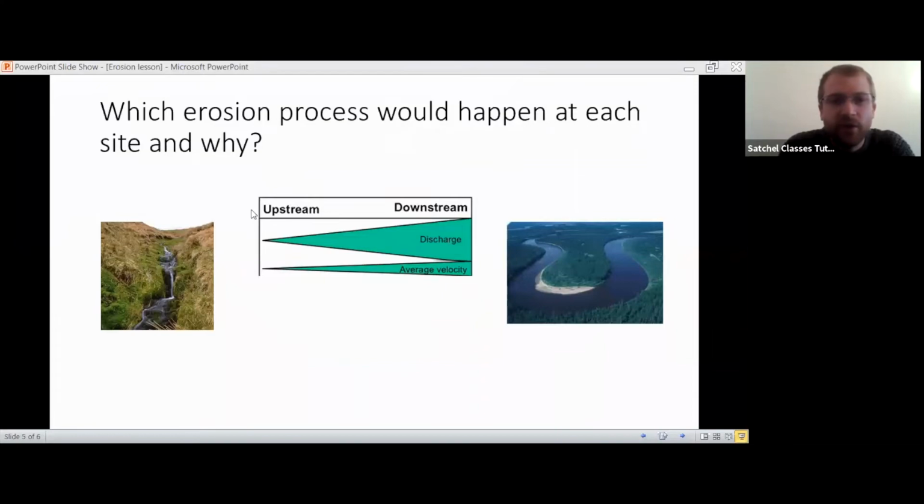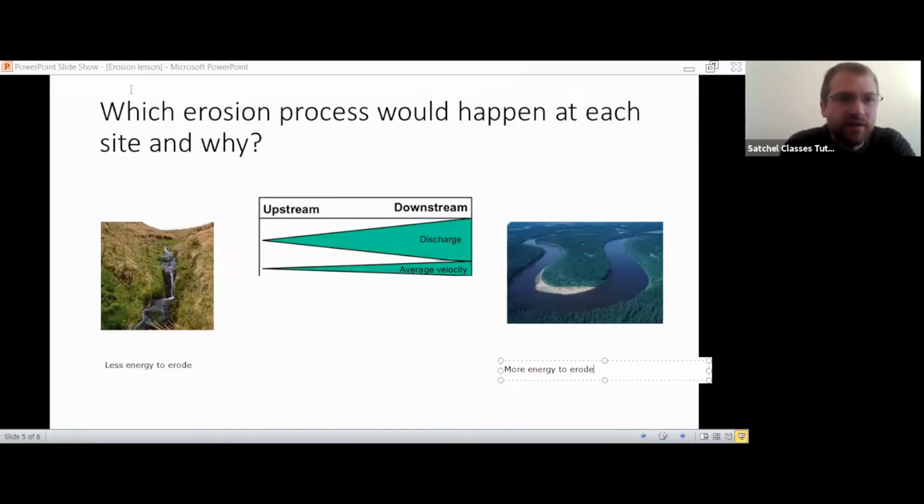Okay, so in theory, the Bradshaw model shows low discharge in the upper course, high discharge and velocity in the lower course. So therefore, we can assume that the river is going to have less energy to erode here, and if we go to the image on the right, the lower course, we can say it's got more energy to erode. So this goes back to the principles of how the river changes as we go downstream.